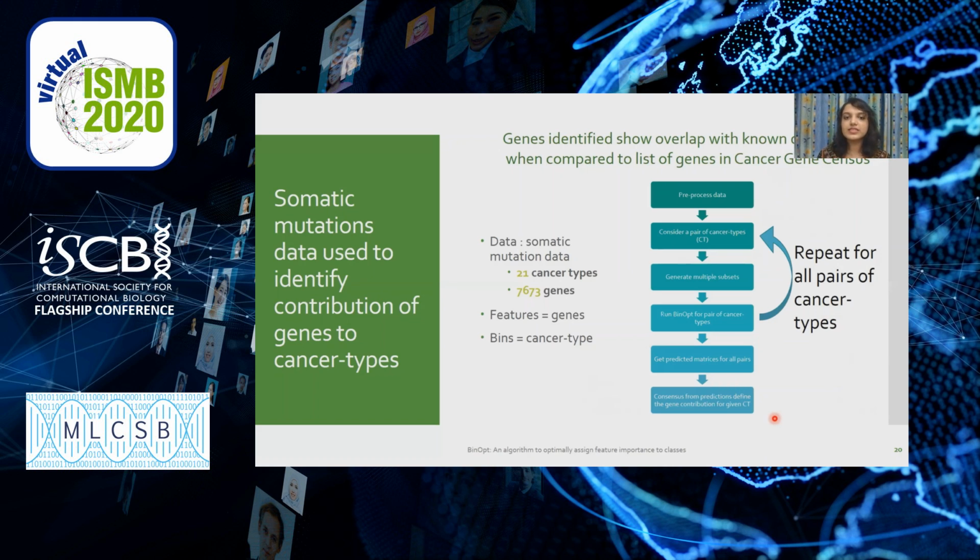What we observe is that the genes that we identified overlap with the genes in the cancer gene census, and they also were enriched for cancer pathways. And there were some genes which are not found in the CGC list, which might be potential driver genes.